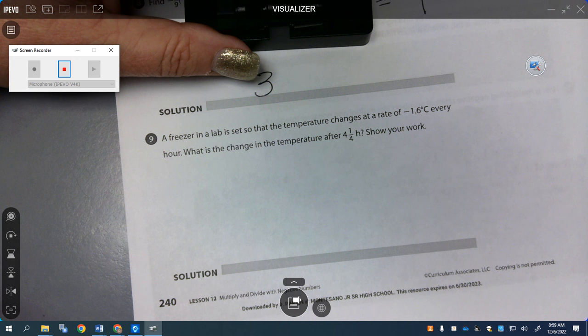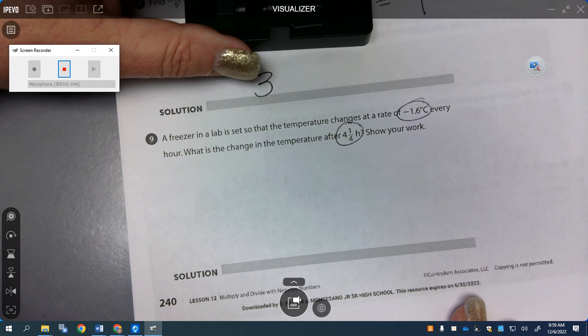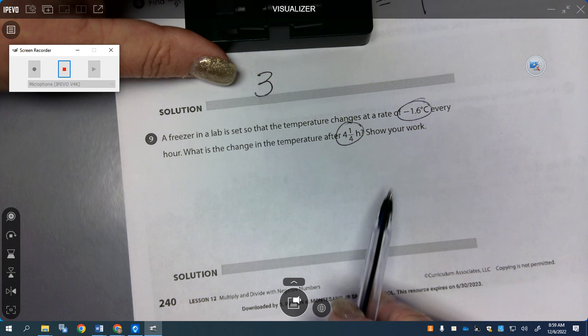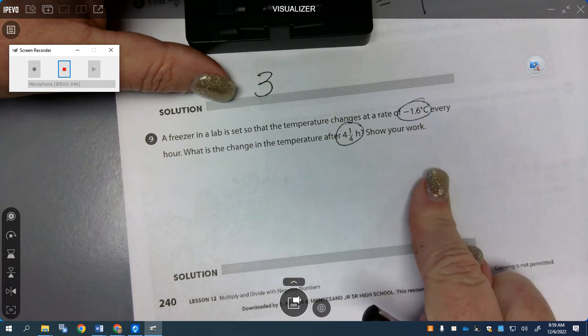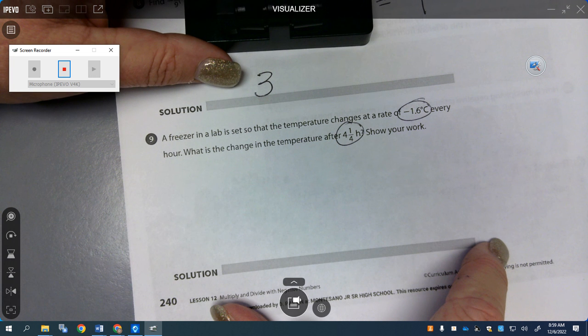Make 4 1/4 into 4 and 25. Aha! In order to be able to work with these two, they have to be in the same form. So you can either change both of them into fractions, or you can change both of them into decimals. Which one is easier to multiply? Decimals are probably easier to multiply, right? Okay, and that's kind of what we're going to have to do here, because if it's changing every hour, to find the total change, we're going to multiply it.